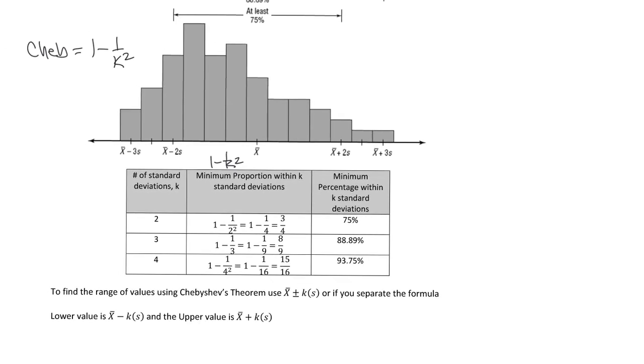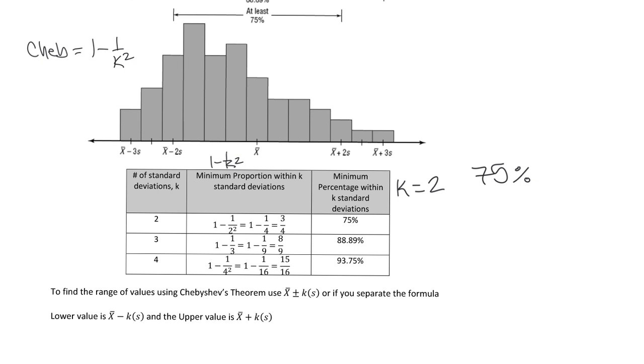Let me do that. Okay, so for example, if k equals 2, then 75% would be the minimum percentage within k standard deviations. And the way we find that is just 1 minus 1 over 2 squared. So that would be 1 minus 1/4, which would be 75%.